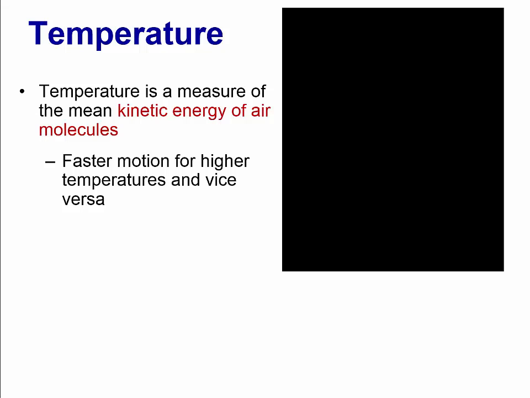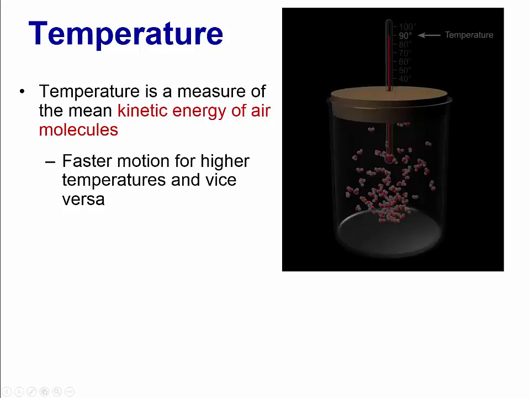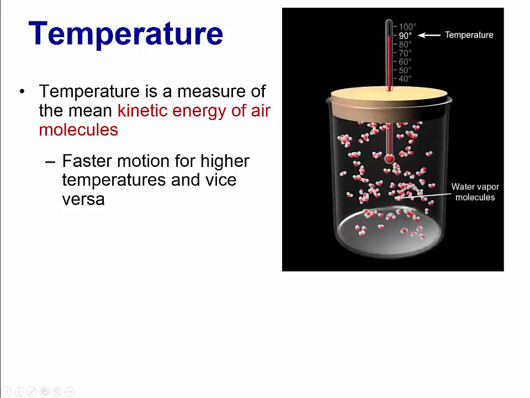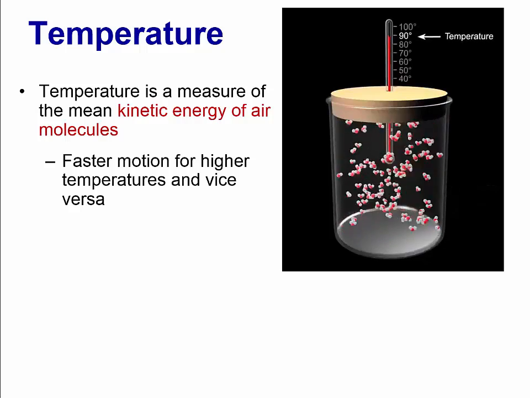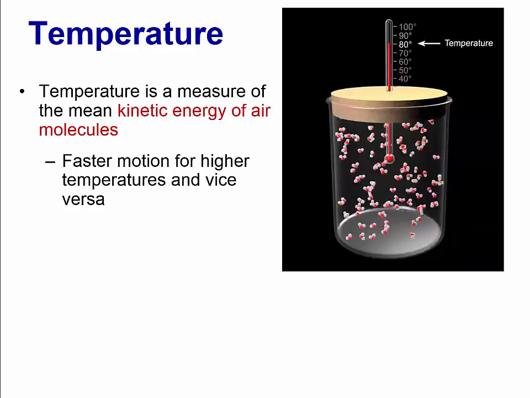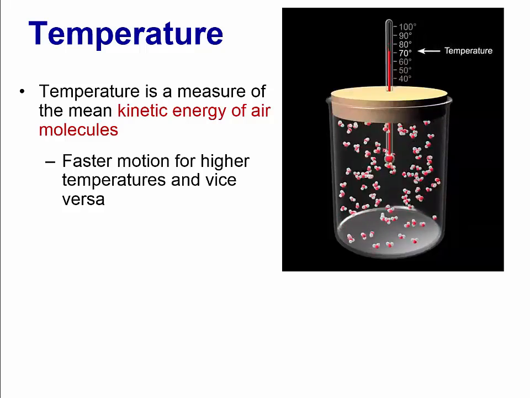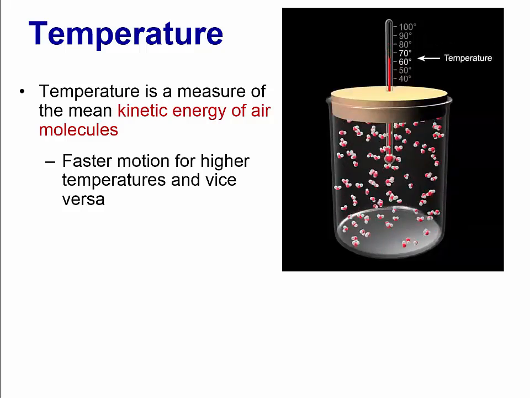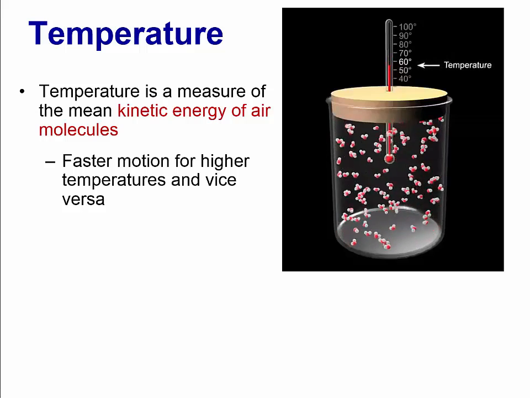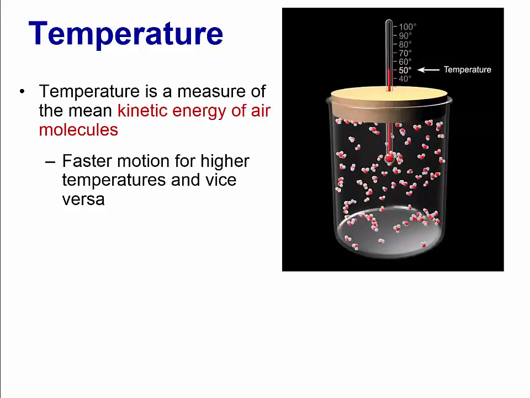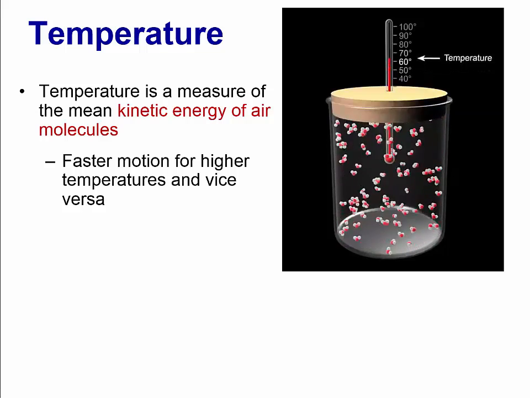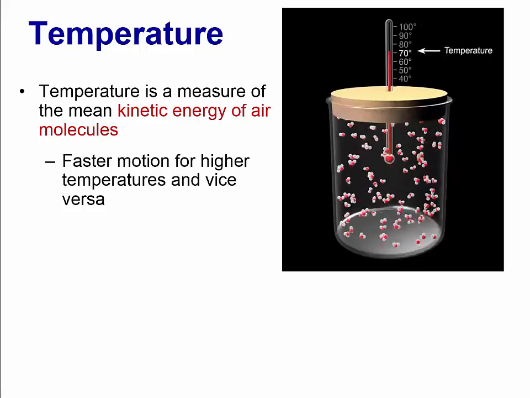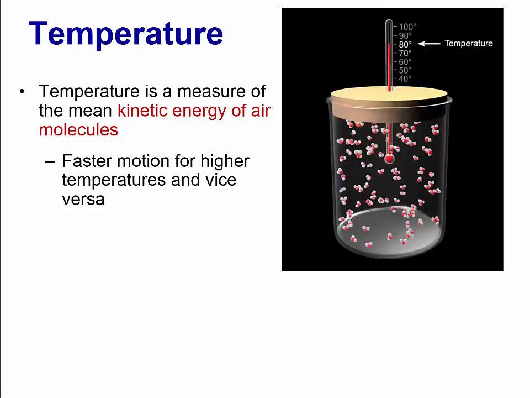We can visualize this with a simple animation. So here we have a jar of air, and we see all these air molecules in there, and they're moving really fast because we're starting at 90 degrees. But as we start to pull energy out of that jar, notice how the air molecules are slowing down, and then our thermometer is measuring a lower and lower temperature down to 50 degrees. But then as we start to add energy back in, the air molecules get faster and faster and faster, and we thus measure a higher temperature with our thermometer.